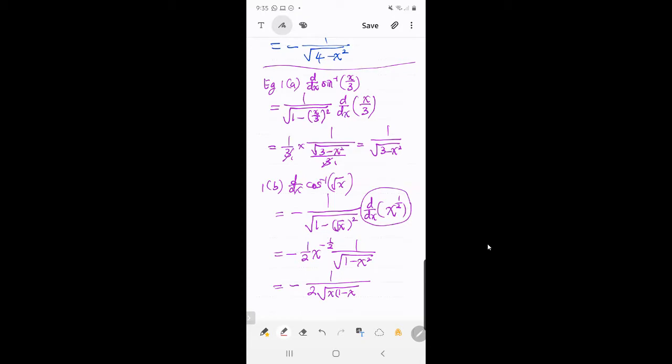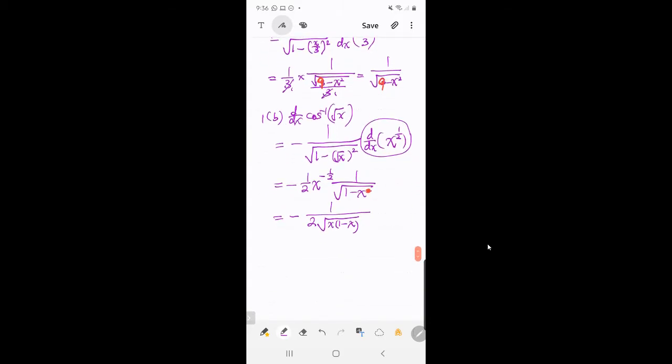It should be 9 here. So this one should be 1 over 9 minus x squared. All right, so for the bottom one, there's no square, sorry, only 1 minus x. So therefore, the answer is this one. Only like that: negative 1 over 2 times the square root of x times 1 minus x. You multiply or you don't multiply also doesn't matter. It's up to you, right?